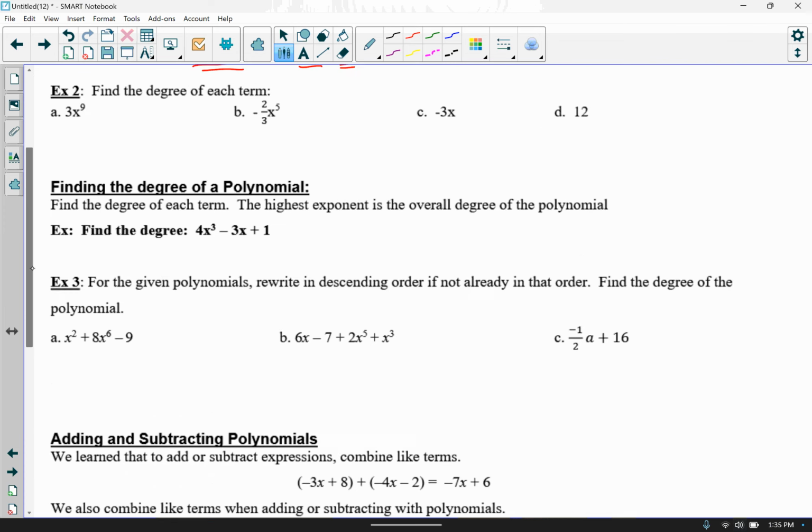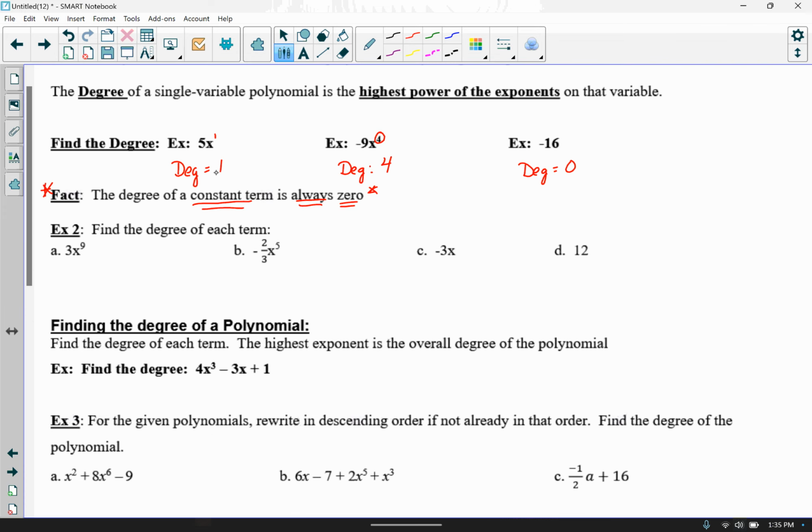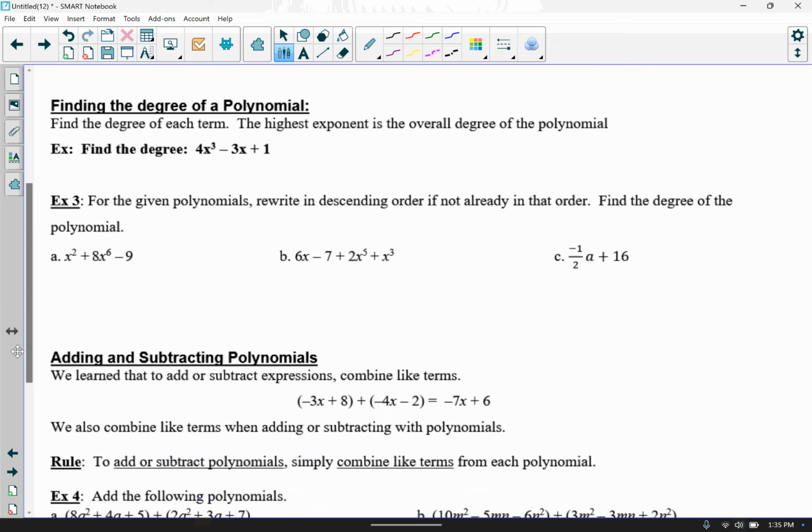The previous examples were just finding the degree of one single term. Now we're going to expand that and find the degree of a polynomial. What you first do is find the degree of each term, and then the highest exponent is the overall degree of that polynomial. A nice way to do that too is to write your polynomial in descending order, then the exponent on that first term should be the overall degree. But you can still do it as I'm going to demonstrate here. Find the degree of each term, and then the highest number is the overall degree of the polynomial.